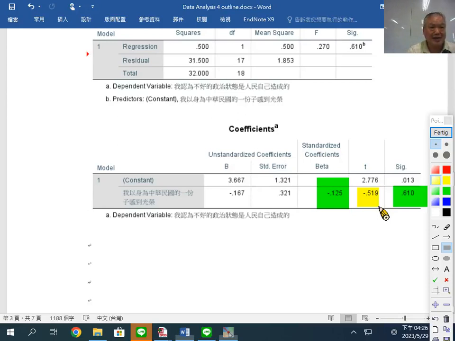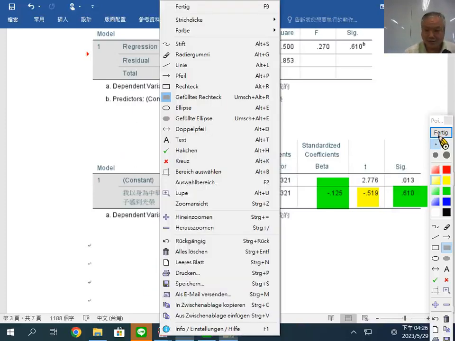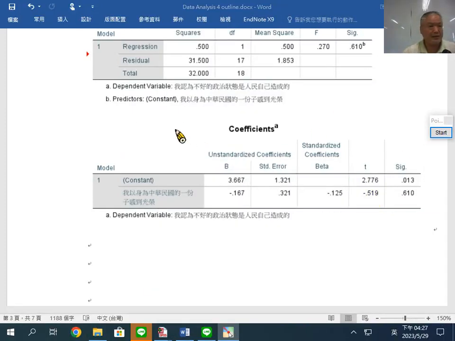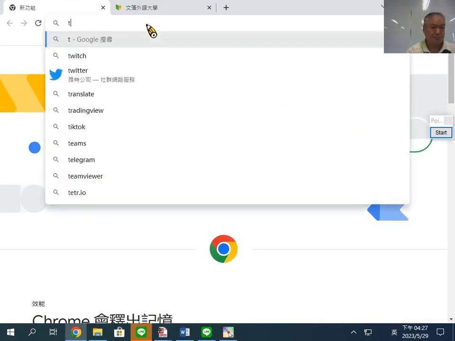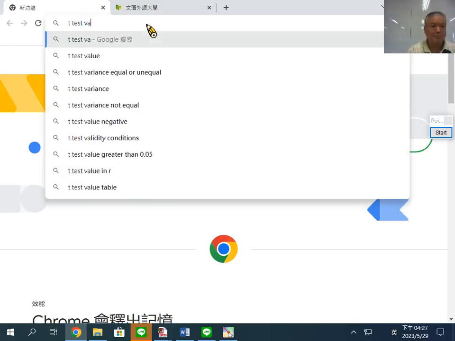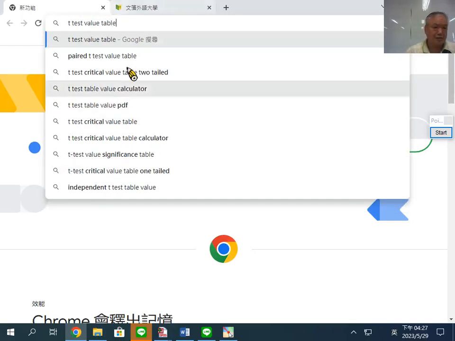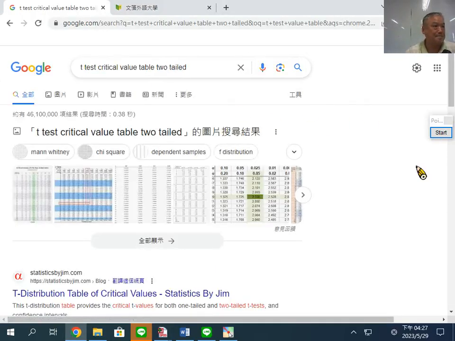The t-value. Okay, so now I want you to check out a t-value table on your smartphone. You can just use Google on your phone to check. Search for the t-value table and two-tailed. Okay, let me use this one. Come on, do something by yourself. Check it out. Okay, something like this. Check it out, okay?